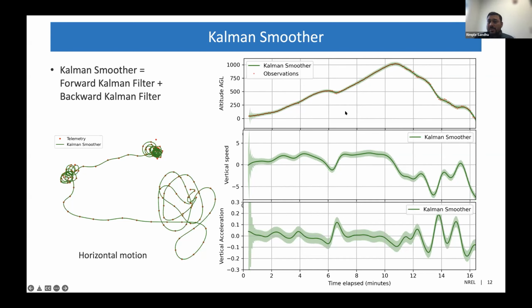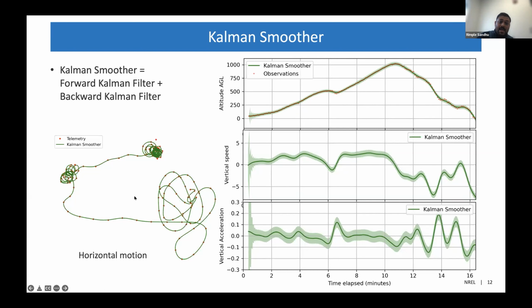So on the top, I'm showing the altitude above ground level. So the red dots you see are the actual measurements. And the green region is the 95% confidence bound that we get from Kalman smoother. So we're not only getting the actual mean, we're also getting the uncertainties in the altitude above ground level, the vertical speed and vertical acceleration. And that's useful because then we have propagated the uncertainties in the altitude that's measured by the telemetry units all the way to the actual state parameters, which are speeds, accelerations, and location.